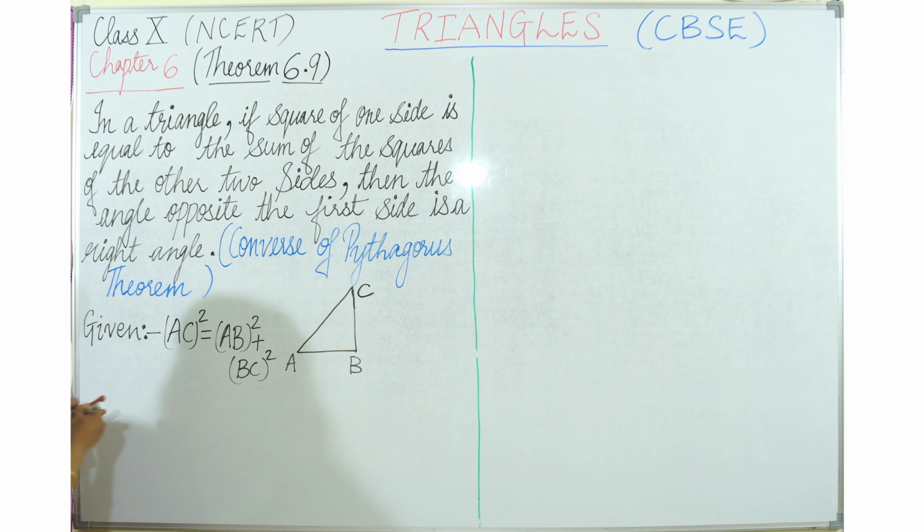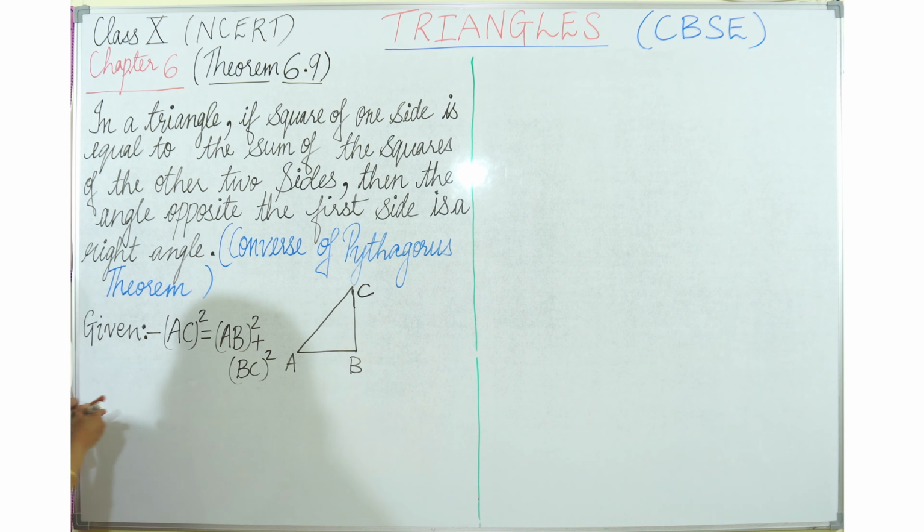So what we need to prove? We need to prove angle B to be equal to 90 degrees. It is saying the first side we are taking over here is AC. This should be the hypotenuse when we prove the 90 degrees. So AC square is equal to AB square plus BC square, we have been given. They are saying that opposite to the first side the angle is B, so angle B should be 90 degrees. We need to prove this.